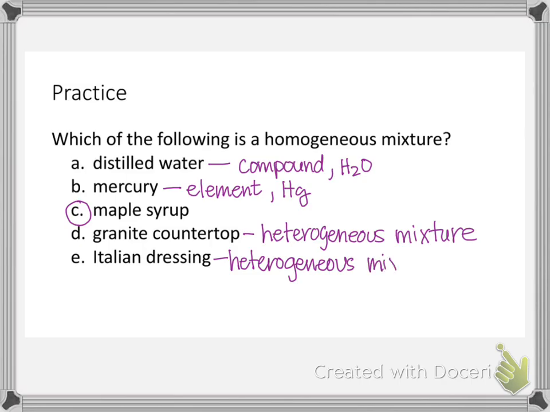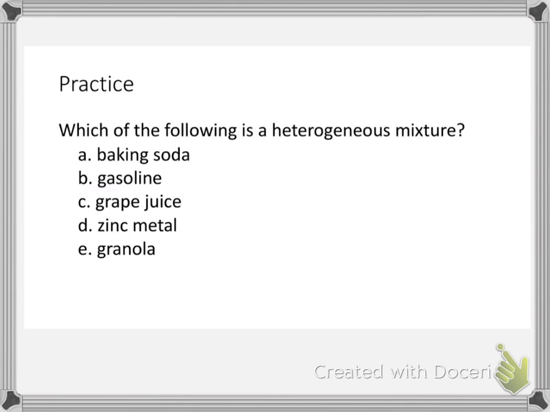This question did not ask us to classify the others, but I always find it helpful just to keep exposing ourselves to different things. The more we're exposed to, the easier it gets. Okay, so let's try another one. So read the question, pause, and then start again, and I'll give the answer. So which of the following is a heterogeneous mixture? Okay, so the heterogeneous mixture is letter E, granola.